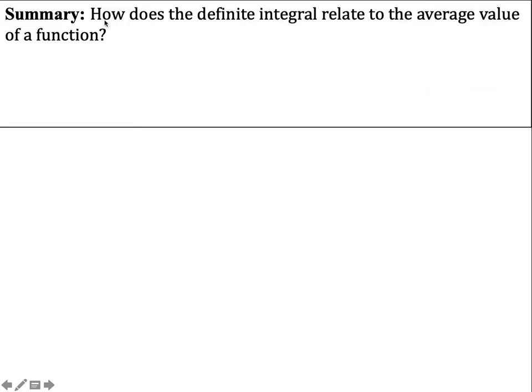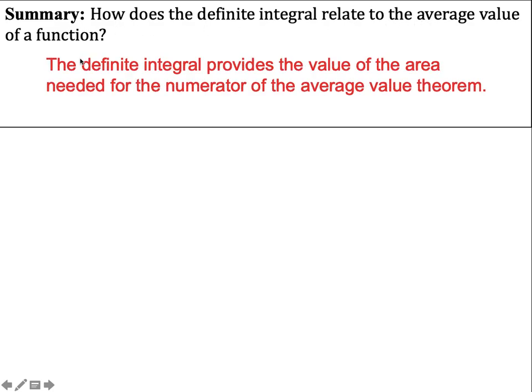So getting back to that essential question, how does the definite integral relate to the average value of a function? We know that the definite integral provides the value of the area needed for the numerator of that definition, right? We look at that definite integral, that number, we stick it in the top, and then we find out how wide the domain is, and we divide out that, and that's how we get our average value.